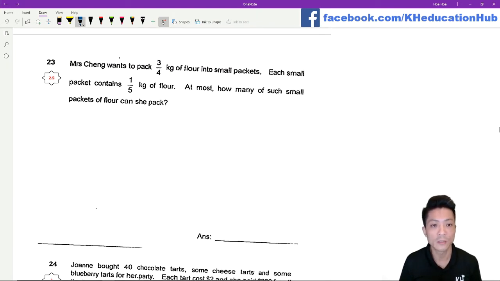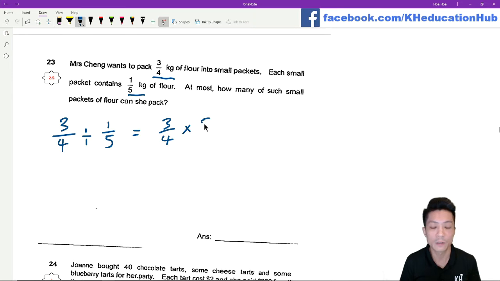Question 23. Mrs. Cheng wants to pack 3/4 kg of flour into small packets. Each small packet contains 1/5 kg of flour. So at most, how many of such small packets of flour can she pack? So this is the total, 3/4 kg. Each small packet will contain 1/5 kg. So we're gonna divide it by 1/5.